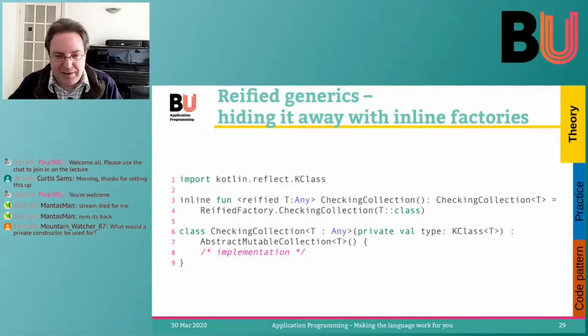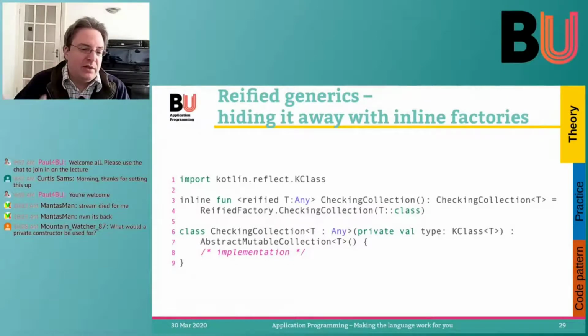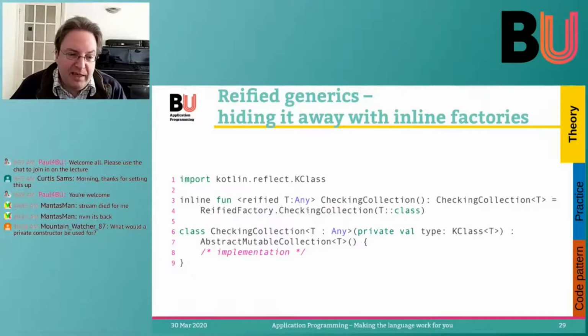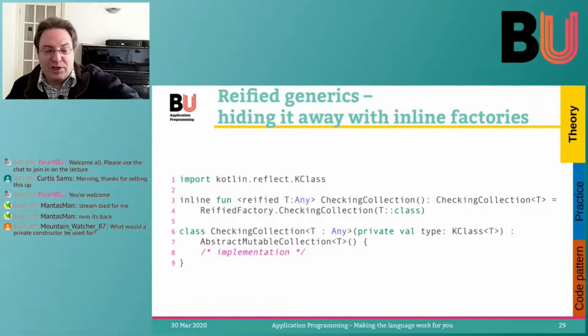So it has to be any. That can be a little bit annoying sometimes, but that's the way it is. So we have a checking collection that checks those types. So here you see how that works. And then of course that collection is the same as on the previous slide.